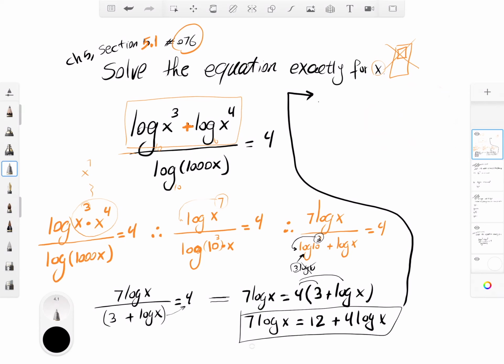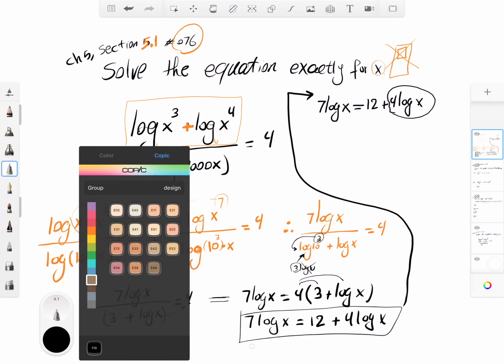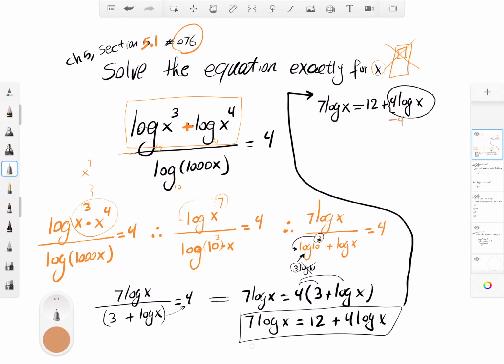So we have 7 log x equal to 12 plus 4 log x. I'm going to have log x on one side, so I'm going to subtract 4 log of x from both sides. So I'm going to get 3 log of x equal to 12. I'm going to divide it by 3, which gives me 4. So log of x equal to 4.